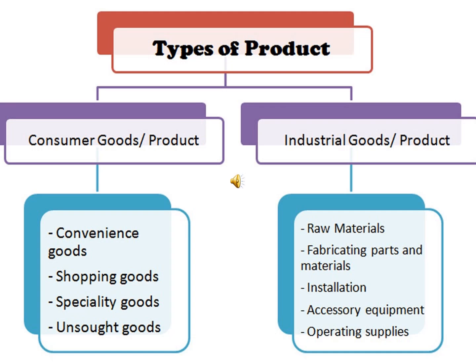Now let's go on to installations. So what are installations? These are non-portable and heavy goods such as plant and machinery, major equipment, buildings, etc. These are not directly used in the final product, but these are helpful or secondary products which are used in the production of the final products.